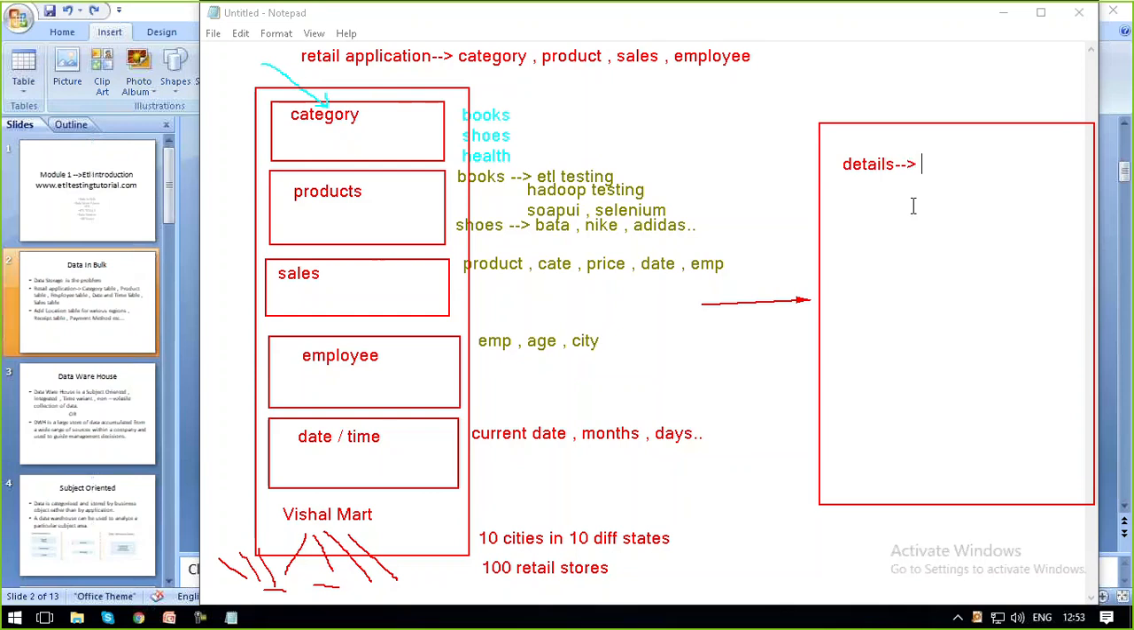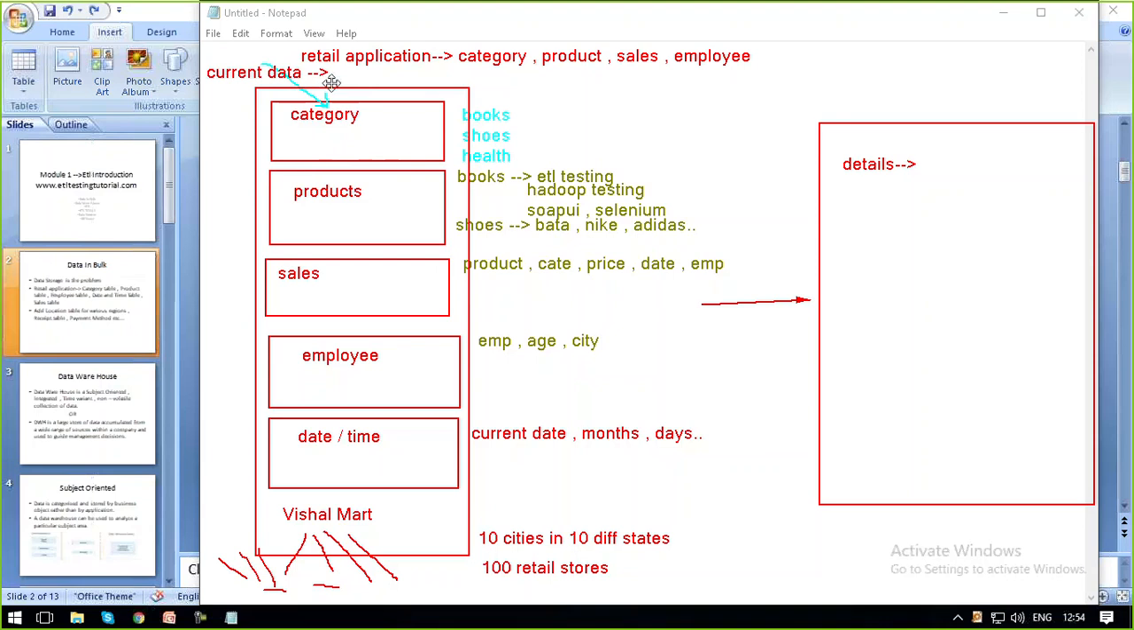Okay, so not only the current data. See what generally happens within the retail store, within this Vishal Mart: the data that is being stored in any database is the current data, right? So what do we store? We store the current data, that is the data at the current time, the up to date data. The new data is being stored.